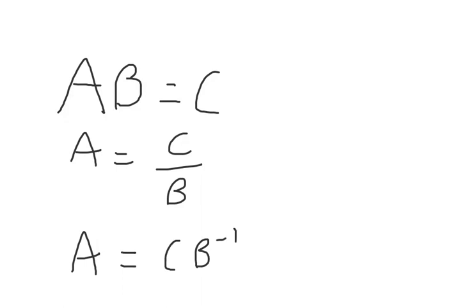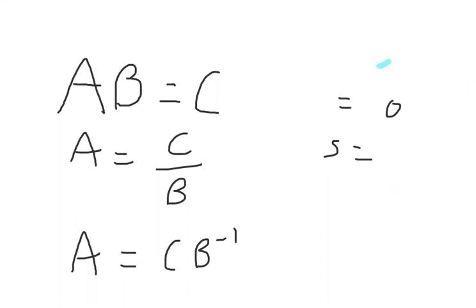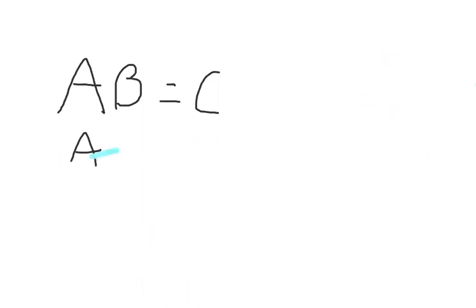So we can actually apply this to normal equations. If we had 5 times 2 equals 10, we can just do 5 equals 10 times the inverse of 2, which is just 5 equals 10 over 2. So yeah, we can't actually divide matrices, so that's why we use the inverse. 2 by 2 matrices are easy to find the inverse of, but when you get to 3 by 3, that's when it gets difficult.